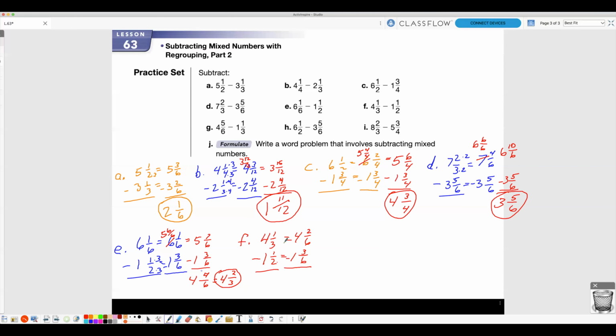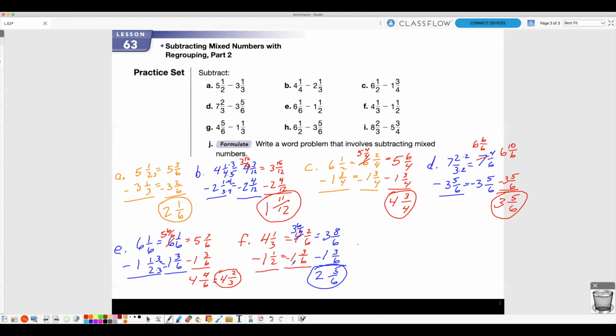So if I have this, 4 would be changed to 3 and 6/6, and 3 and 6/6 plus 2/6 equals 3 and 8/6, and this would be 1 and 3/6. If I was to subtract that, now I can do it. 8 minus 3 equals 5. The denominator stays 6, and 3 minus 1 equals 2.